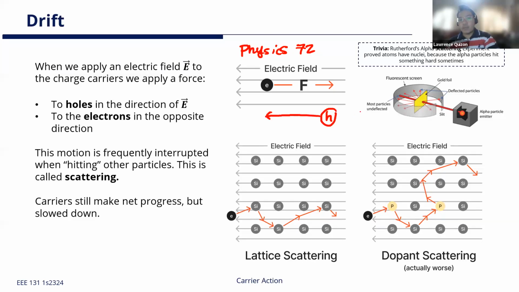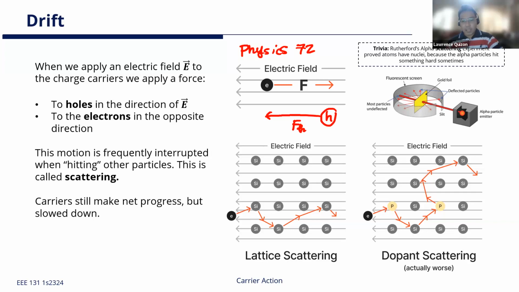The hole would also be influenced by the electric field to go in this direction with the force F. Kaso, mas mababa yung force kay hole, for reasons that we're gonna talk about. Anyway, we apply a force to holes in the opposite direction as we apply a force to the electrons. Because electrons are negatively charged, they are pushed towards the source of the electric field. Holes are pushed away from the source of the electric field. So that is the elementary physics of it, right?